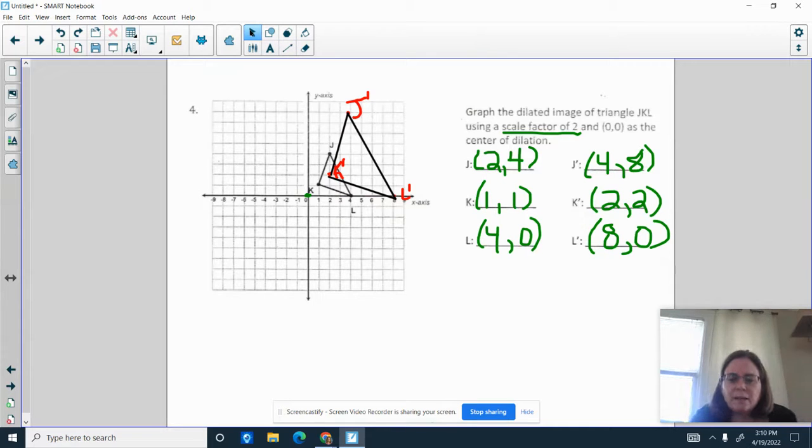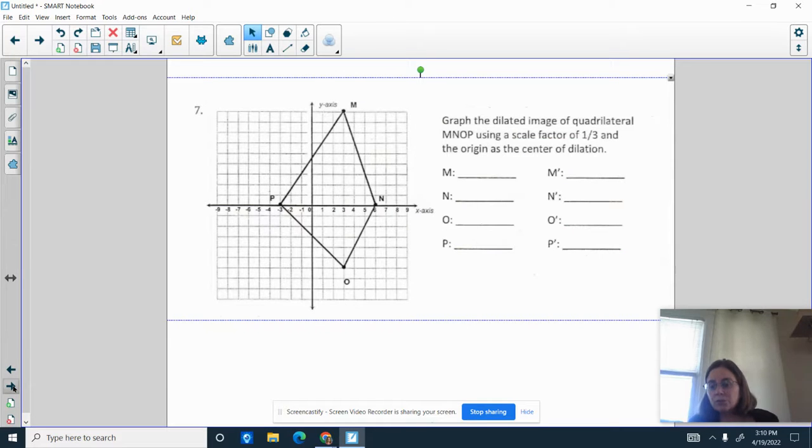And that is a dilation of 2. So what I've done is I've taken that triangle, JKL, the original pre-image, and now it's twice as big. And that is represented by J prime, K prime, and L prime. Let's see an example when your image shrinks and gets smaller.